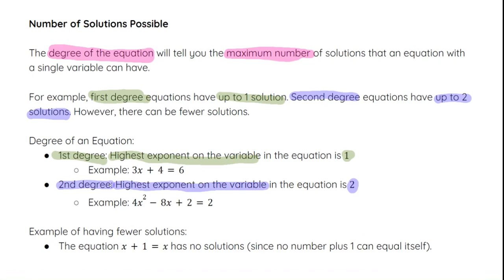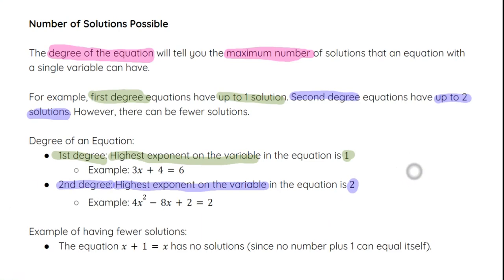So if the highest exponent was a 12, if there was an x to the 12th as the highest exponent, or a 7x to the 12th, or a -17x to the 12th, or something along those lines, as the highest exponent on any of the variables listed in that equation, then that is going to be a 12th degree, and that's how we determine the degree.